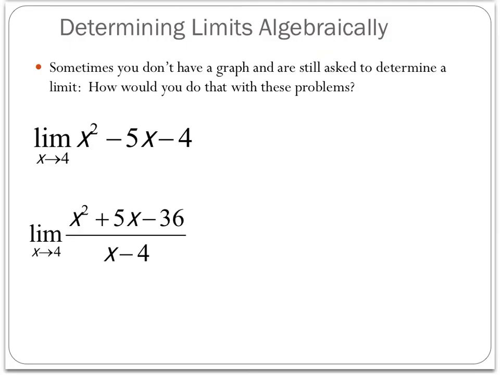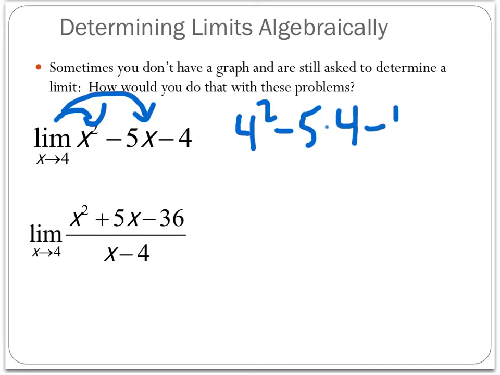Okay, so let's learn how to determine limits algebraically. The easiest way to do limits is to do simple substitution. And you should always do that first, actually. Replace the x with the value that you're trying to find the limit for. So 4 squared minus 5 times 4 minus 4 equals negative 8. And so that is the limit here. Real simple to substitute. Let's take a look at the next problem now.